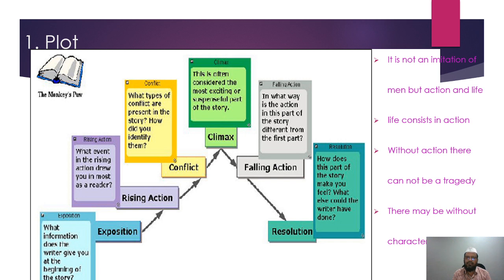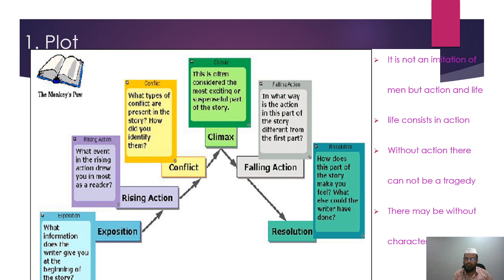Climax. This is often considered the most exciting or suspenseful part of the story, which is called climax. Then falling action. Here we have to notice in what way is the action in this part of the story different from the first part.